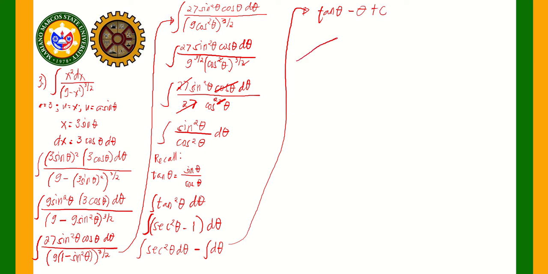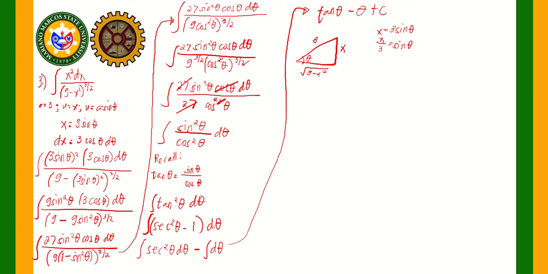Now, in the Pythagorean triangle, using the Pythagorean theorem, if we get the angle here, okay, so from here, x is equal to 3 sine theta. So our sine theta will be equal to x over 3. And sine theta is equal to opposite over hypotenuse. So our opposite will be x, and then our hypotenuse will be 3. If we are going to compute for our adjacent, that will be equal to the square root of 9 minus x squared. That is according to the Pythagorean theorem formula.